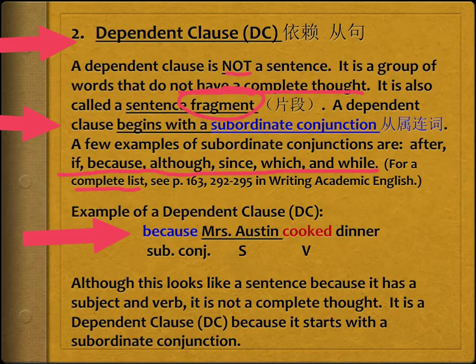Because Mrs. Austin cooked dinner. This is not a complete thought. Often you'll see this with students putting a capital B on because and a period and calling it a sentence. It is not. The reason it's not is because of the use of the word because. Although this looks like a sentence, it has a subject, it has a verb, it's not a complete thought. It's a dependent clause because it starts with the subordinate conjunction.